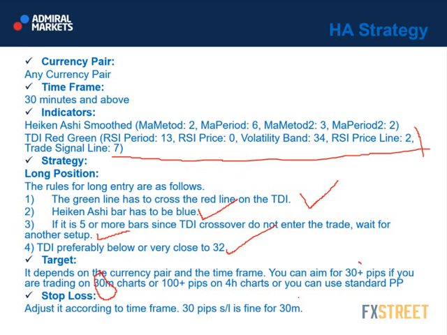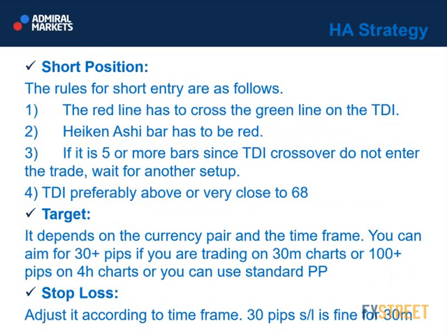Usually a 30 pip stop loss is fine, but you can go with the standard application of stop loss. If you're long, you put it below the last swing low, but it's around 30 pips. Short positions: the rule is the same as follows.